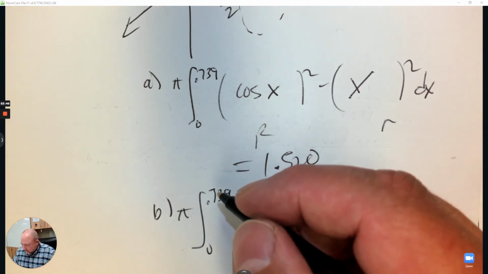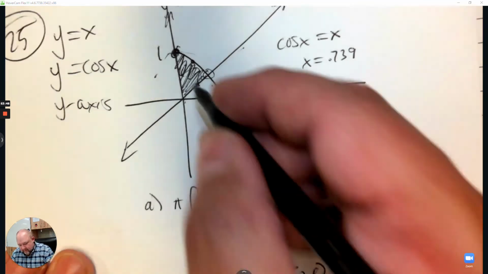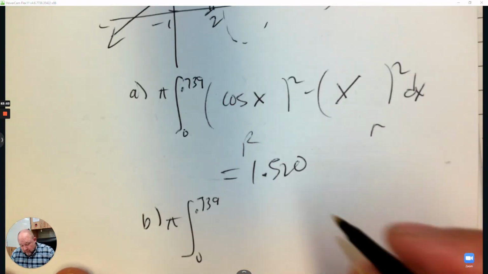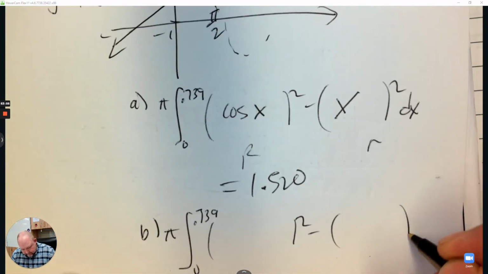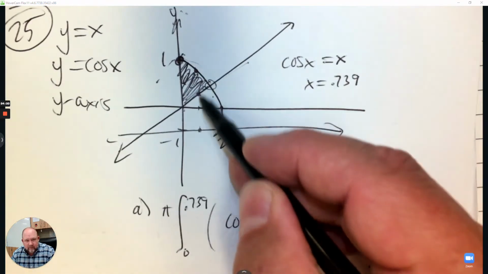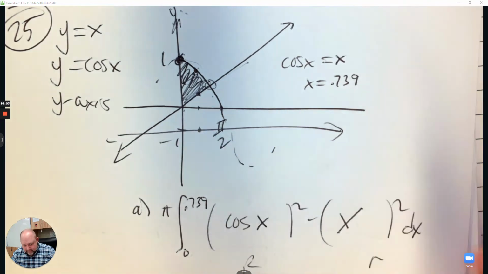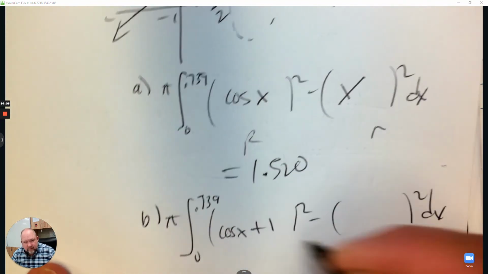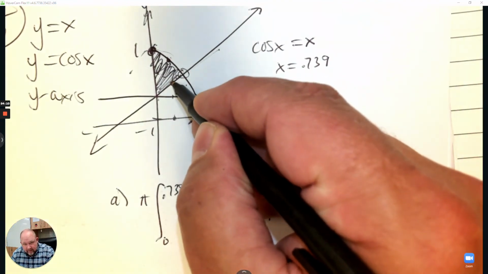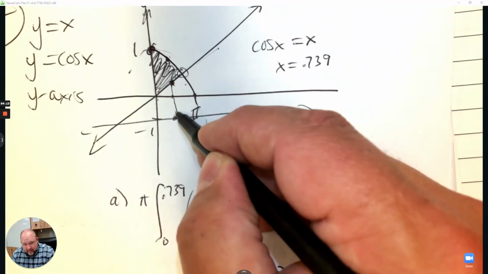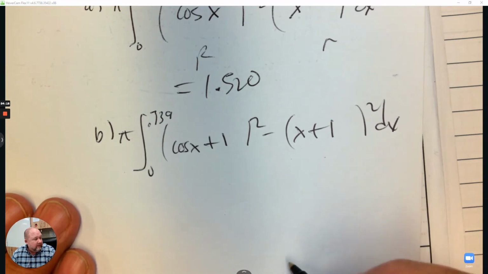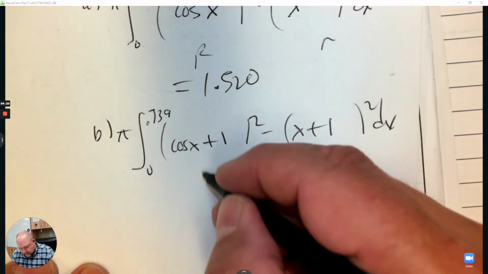we're going to revolve it about y equals -1. That's down here. Same thing, we got 2. So the big radius is from here to the curve. So cosine, subtract -1, or cosine plus 1. The small one goes from the line down here, so that's x subtract -1, or x plus 1. And then use your calculator, and you get the answer 4.037.